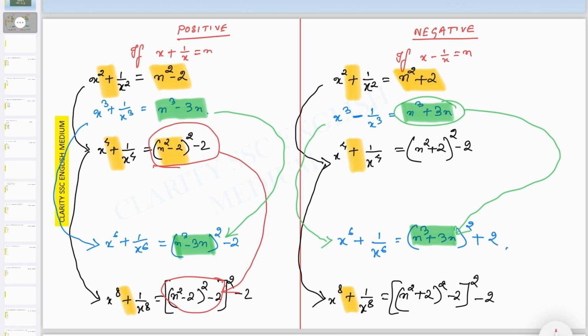And the last one is x to the power 5 plus 1 by x to the power 5. X to the power 5 plus 1 by x to the power 5 is nothing but the product of these two: n square minus 2, n cube minus 3n, minus n. Likewise, on the right side, x to the power 5. What I told you, if it's odd, then on the right side the formula will have a minus. See here, minus is here.